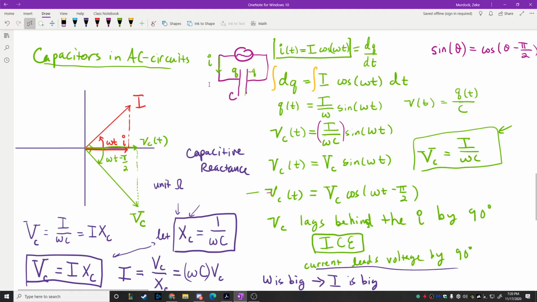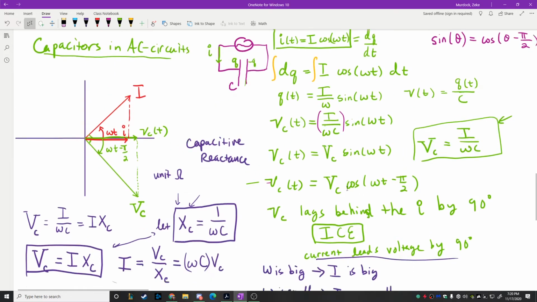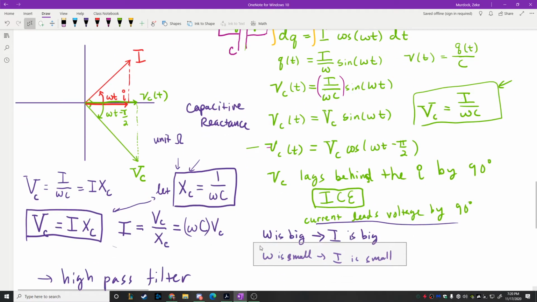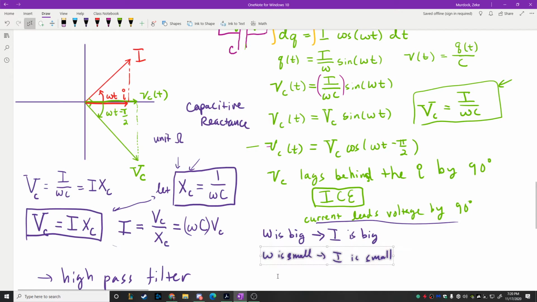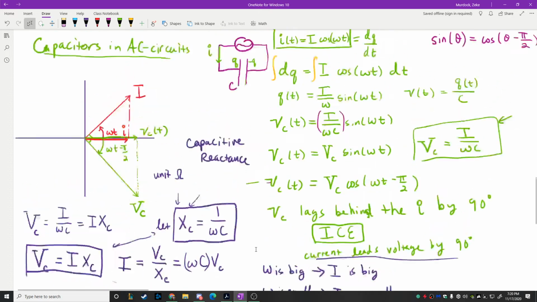So while a capacitor can block DC current, it doesn't block low frequency AC current at all. In a way, it almost enhances it. Okay, there's our three things.